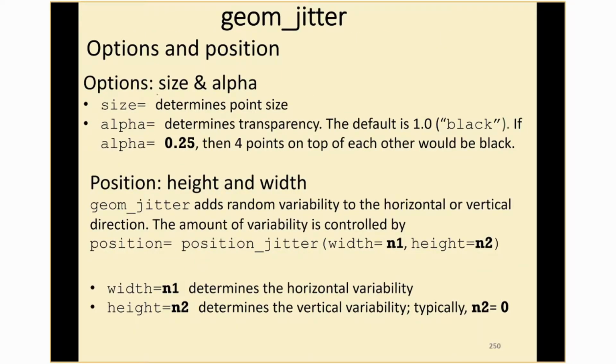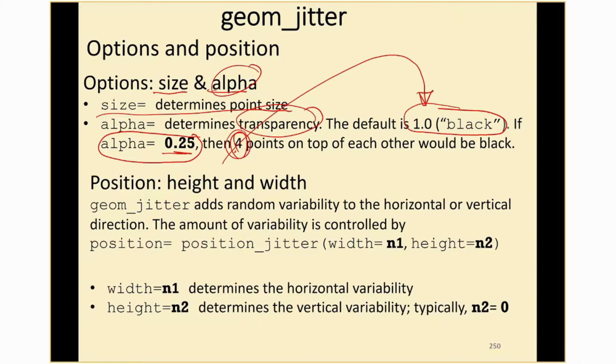The idea about size and alpha are the markers. Size determines the point size, and alpha determines the transparency. The way transparency works is absolute blackness has a transparency of 1. If you set alpha to equal 0.25, then you'd need 4 points on top of each other. 4 times 0.25 is 1, so 4 points on top of each other would give absolute blackness.